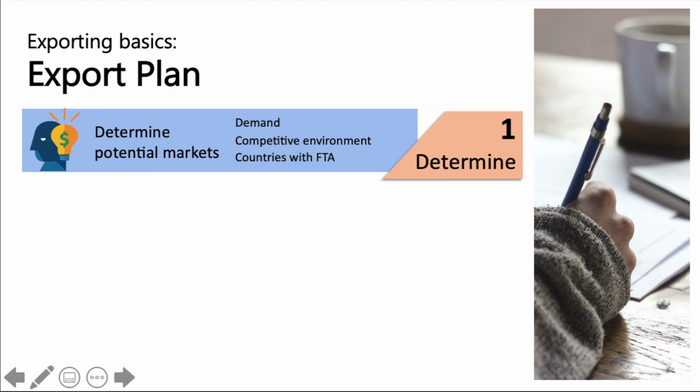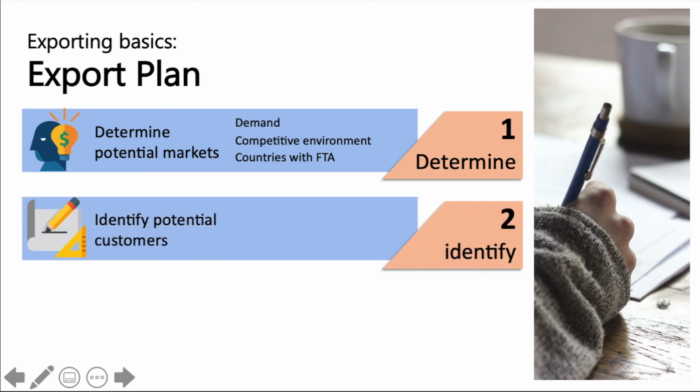The next one is to identify potential customers. So here you have to know what type of sellers you are targeting. Is it the wholesalers, retailers? Are you selling to a government agency, direct to consumers, or a combination of these?